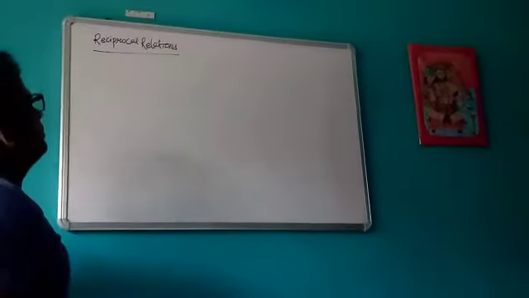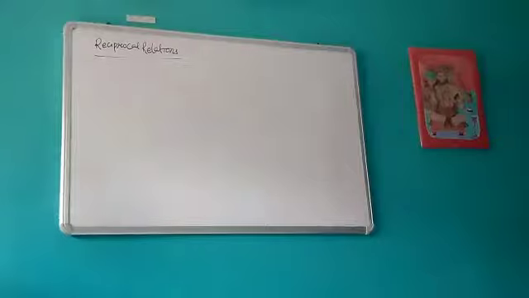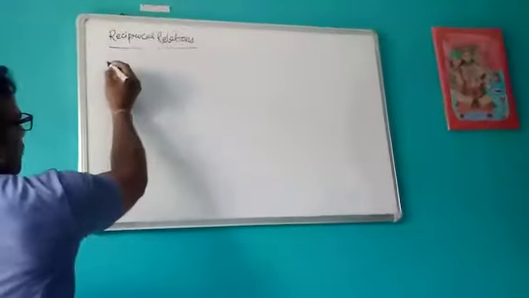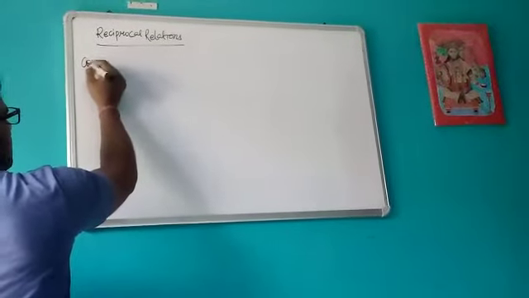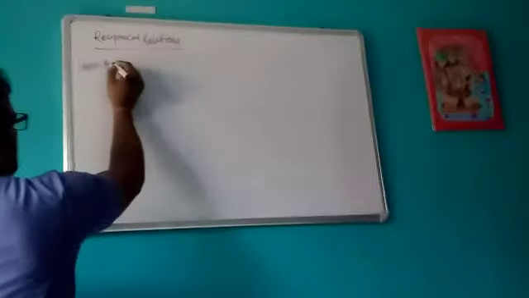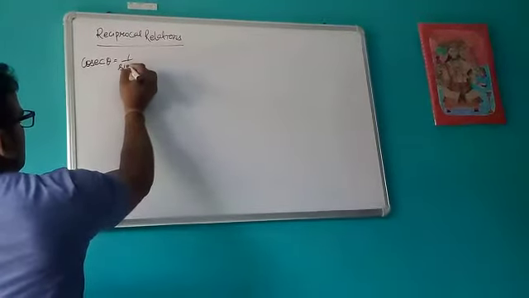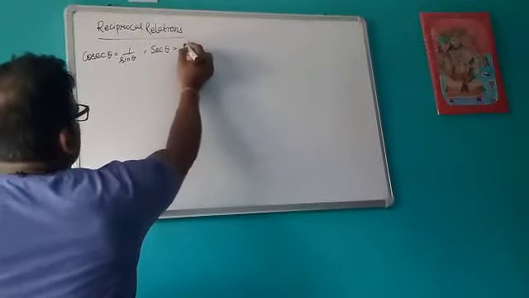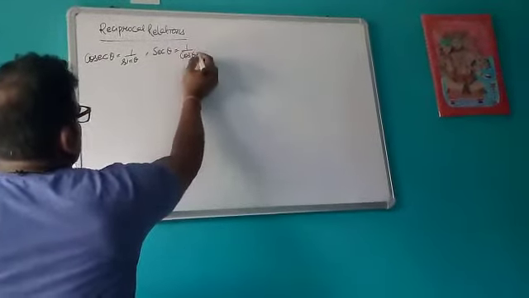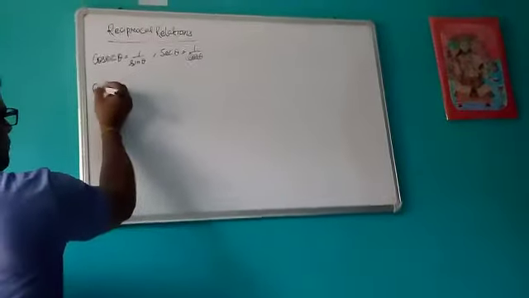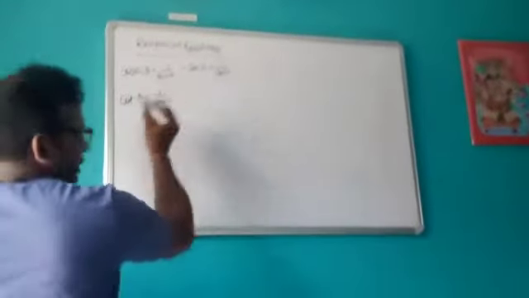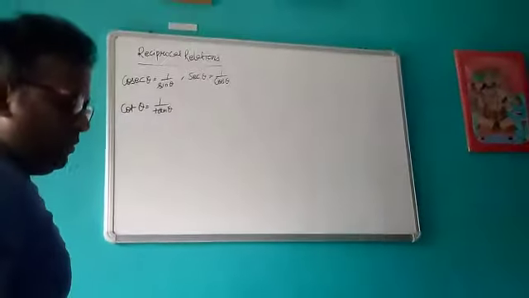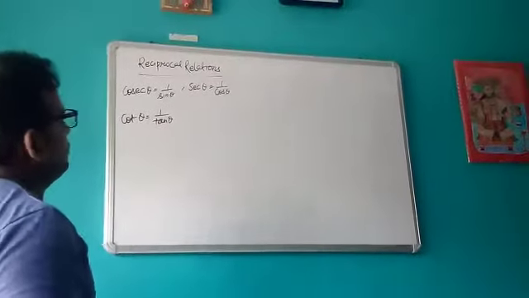Okay, now let's discuss the further topics of this chapter, trigonometry. First, these reciprocal relations that I have also told you previously. So let's review it. What is cosec theta? It is 1 upon sine of theta. Then what is sec of theta? It is 1 upon cos of theta. Then again, what is cot of theta? 1 upon tan of theta. Okay, so these are a few reciprocal relations that, if you remember, will be useful for you.